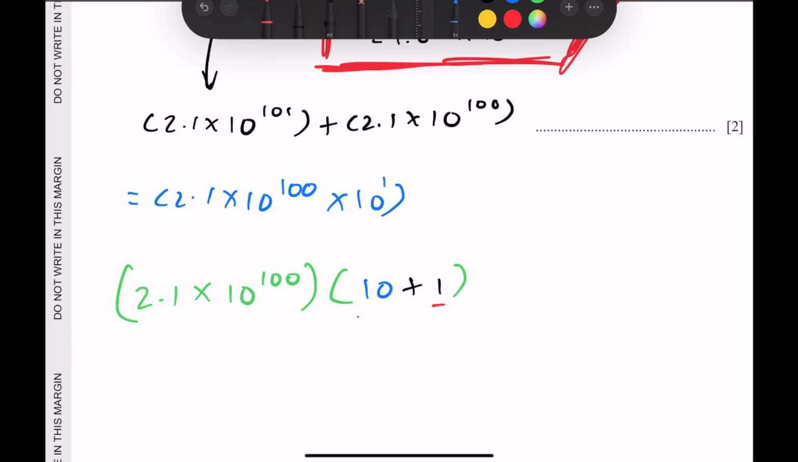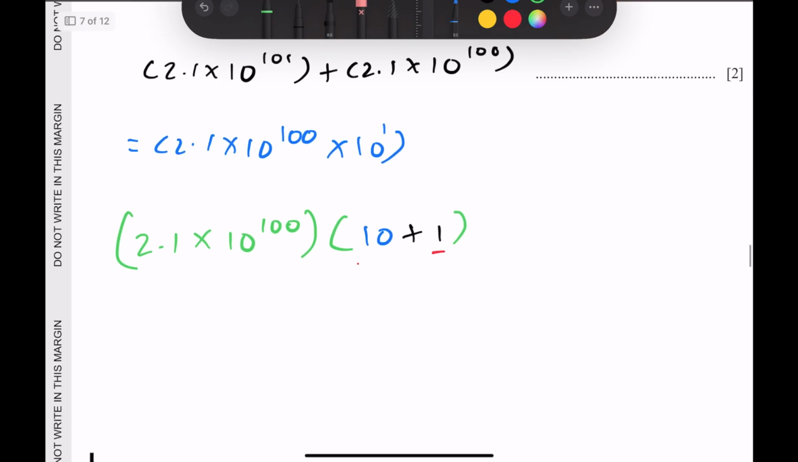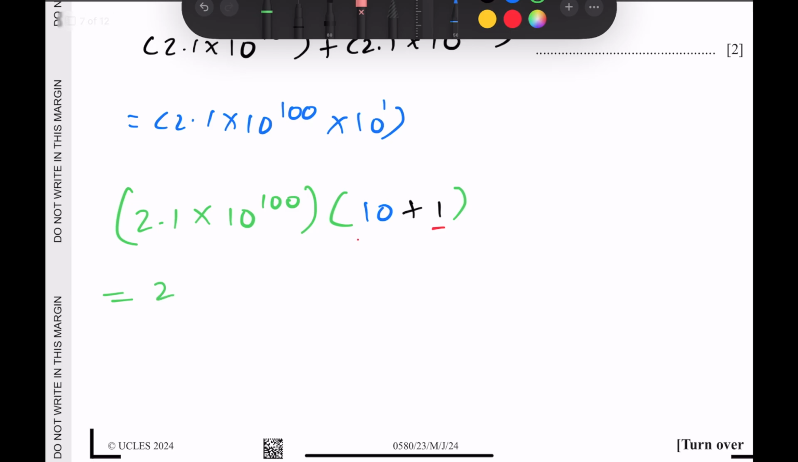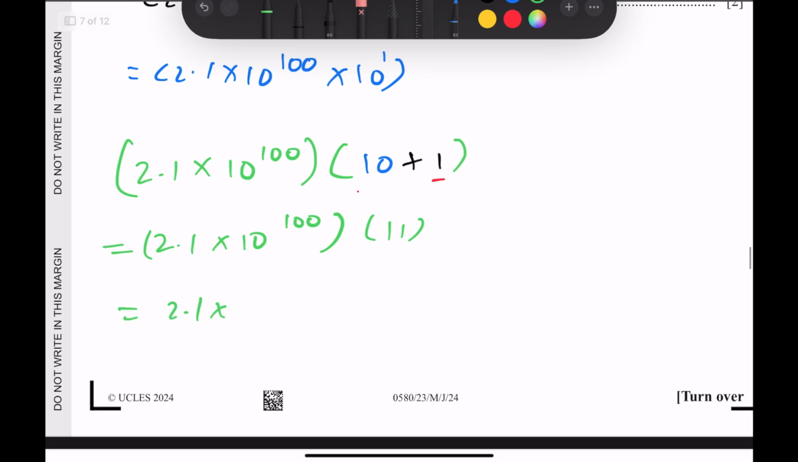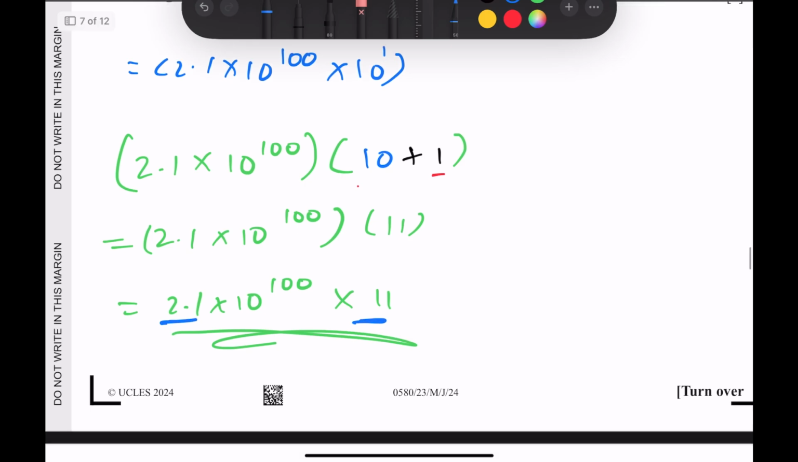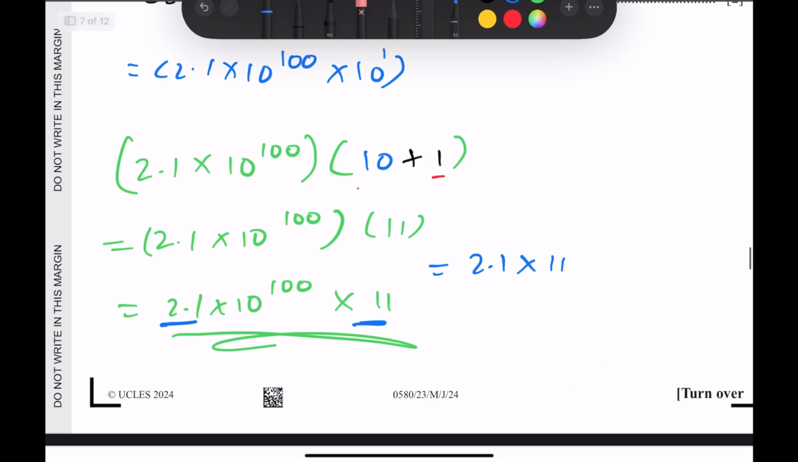Therefore, if we rewrite 10 plus 1 is equal to 2.1 times 10 to the power of 100 times 11, this would be equal to 2.1 times 10 to the power of 100 times 11. And now we can use the same thing we did in part A by multiplying these two, 2.1 and 11, i.e. the numbers that are not in the form of a standard form. So this would be equal to 2.1 times 11 times 10 to the power of 100.